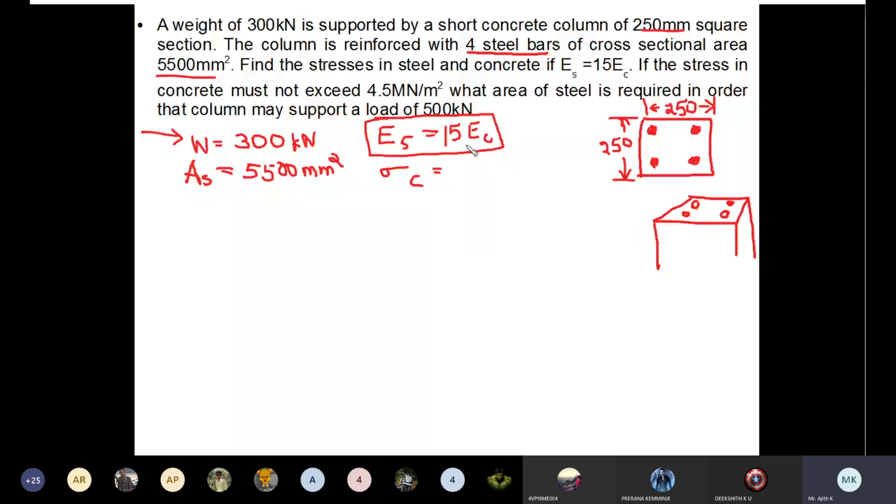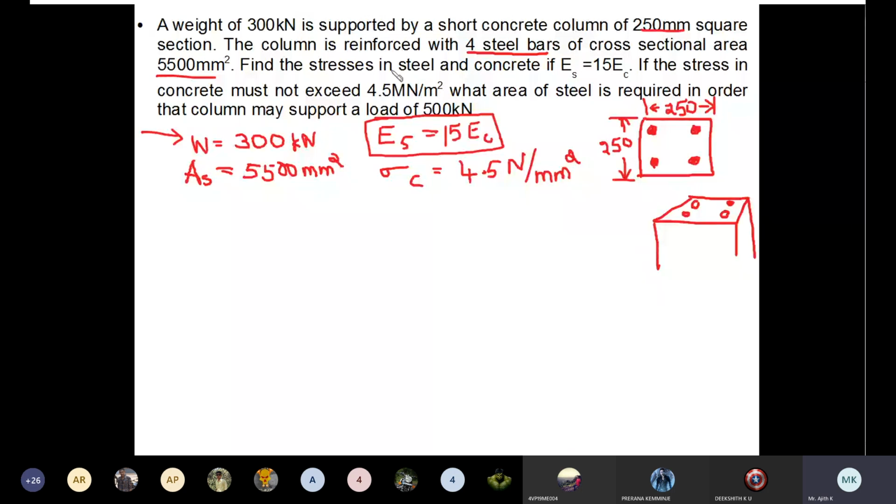Sigma C should not exceed 4.5 megapascal. How to convert megapascal, that is mega Newton per meter square, to Newton per mm square? One megapascal is equal to 1 Newton per mm square. So this becomes 4.5 Newton per mm square. So these are the given details, and total load is given.